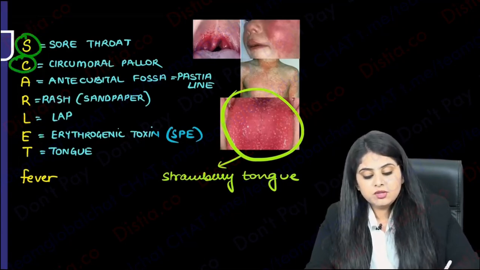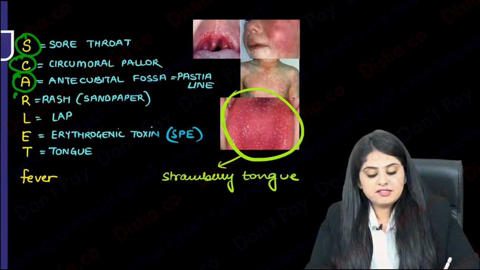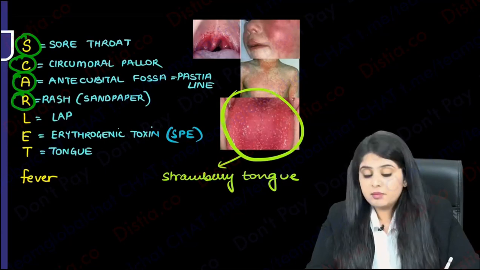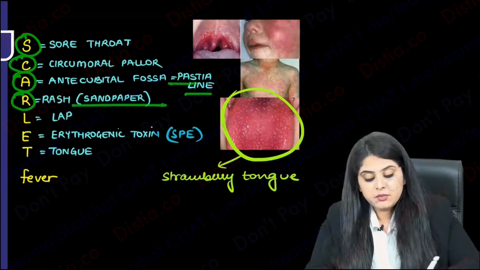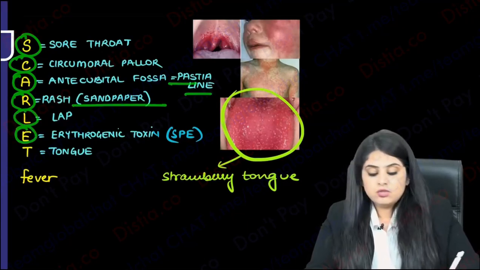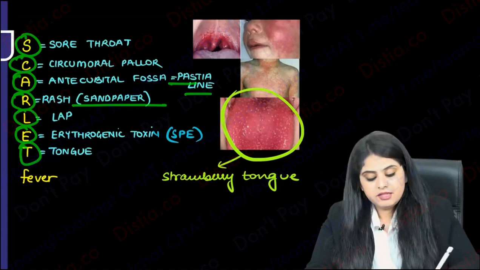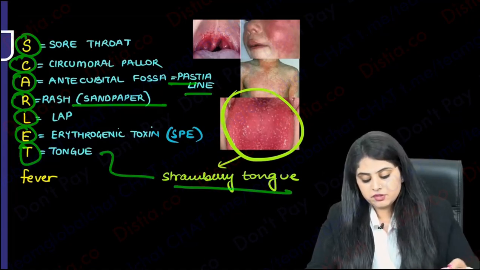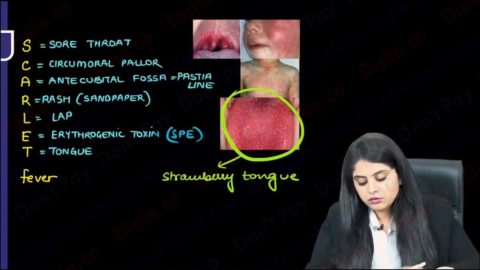So that is the mnemonic, which will help you in medicine and in pediatrics. Sore throat, circumoral pallor, Pastia lines in the antecubital fossa. There is a rash, which is a sandpaper rash. These words are very important. Lymphadenopathy, erythrogenic toxin, and strawberry tongue on the tongue. Very important words. Okay, so that finishes off all your suppurative lesions.